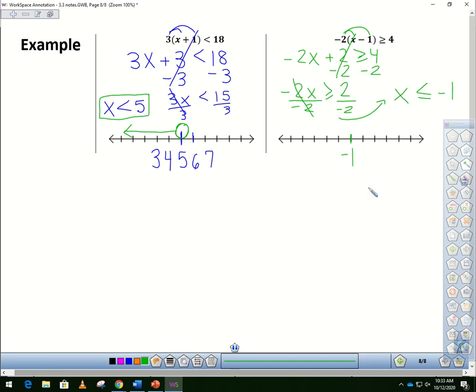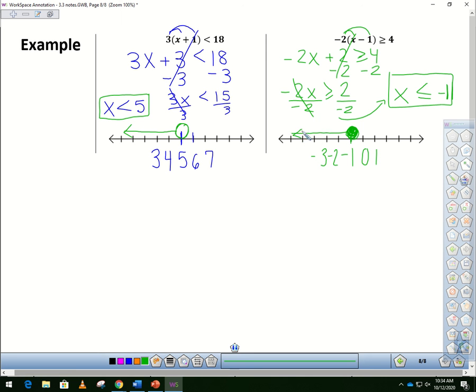You're going to put your number in the middle, and then put some values that are bigger and smaller. Bigger than -1 is 0 and 1. Less than -1 is -2 and -3. What kind of circle do I have here? Closed. And which way does my arrow go? Oh wait, it's less than, so it goes to the left.